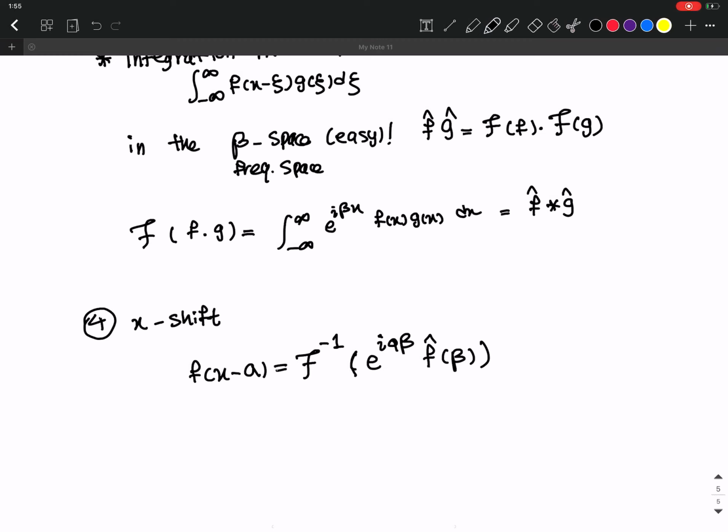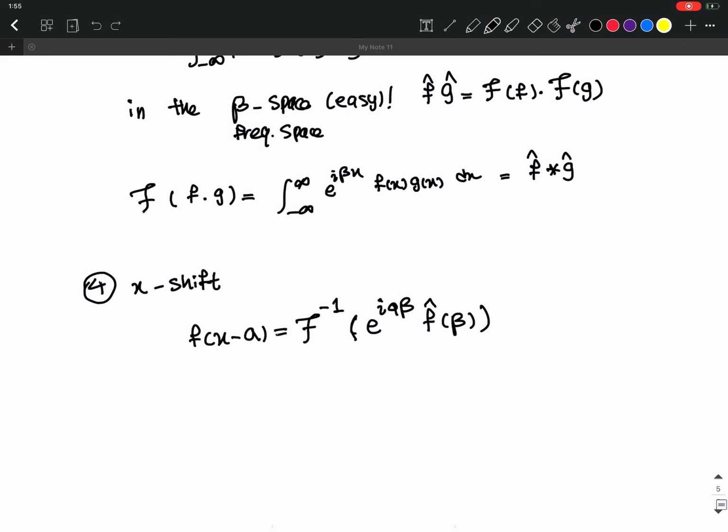So this will be the effect of x shift. You will just have e to the i a beta that you need to multiply by your function, by your Fourier transform. And the proof of this is very easy.